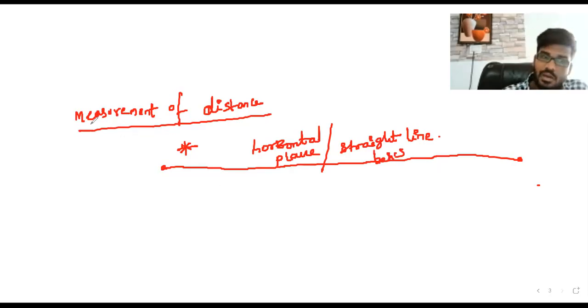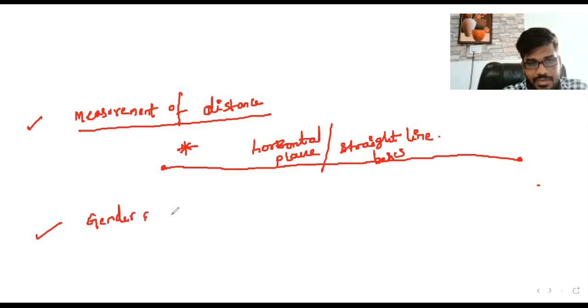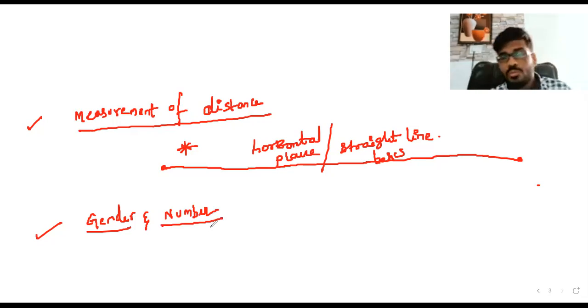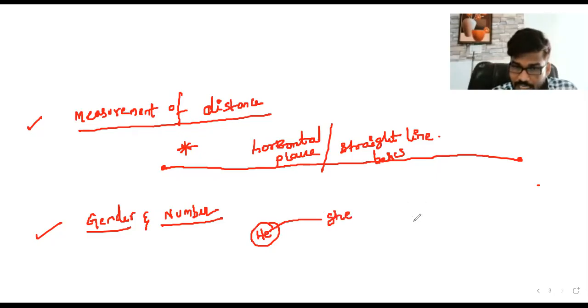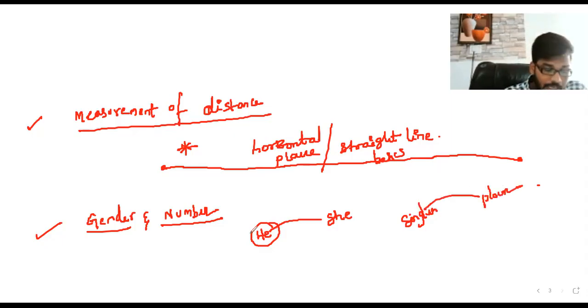After that, sir, one more important general functionality: gender and number. So what is gender and number? Generally in many central acts, we use the word he. Whenever the word he is used, it includes she also. Whenever the word singular is used, it includes plural also. These are the two gender and number rules, sir, in all central acts and regulations.